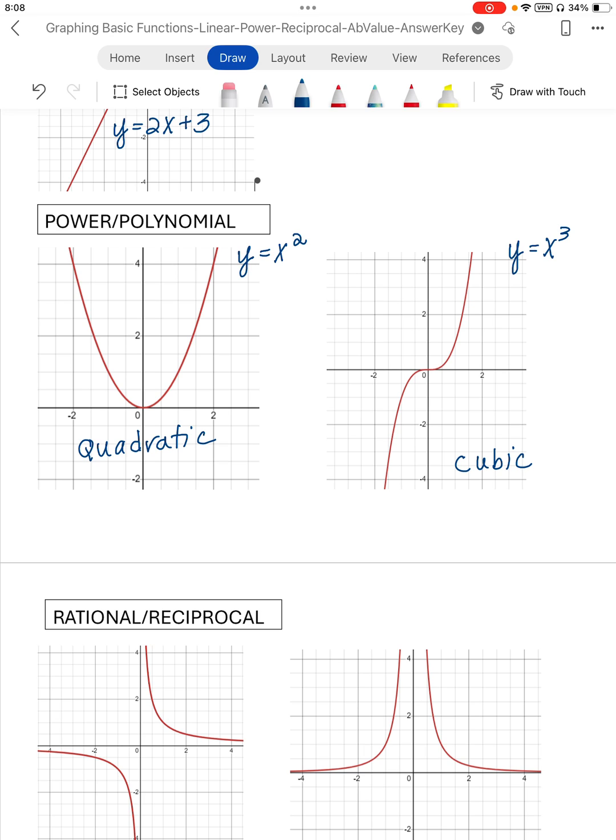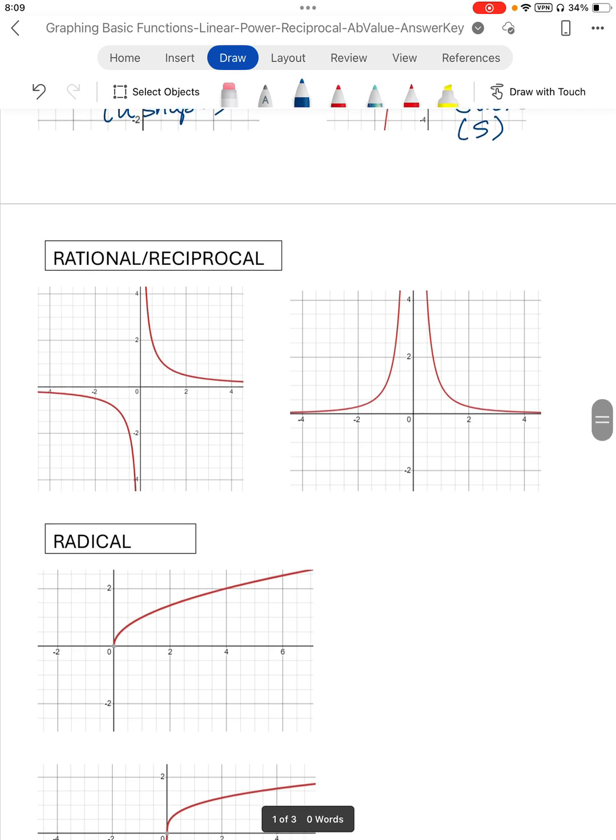So you can see here your quadratic always has that U shape, and your cubic, I kind of think of it as like a little sideways S shape. It just has a little bit of a curve in the middle of it. Once again, there are a lot of these. These are just two examples that we're going to see a lot. And you just want to be able to recognize a quadratic or a cubic when you see one.